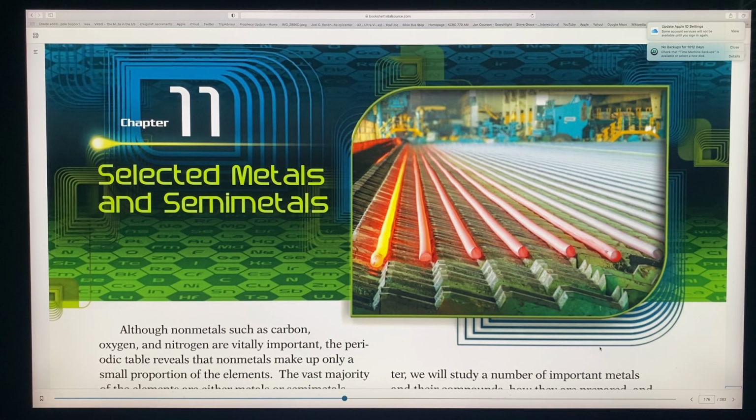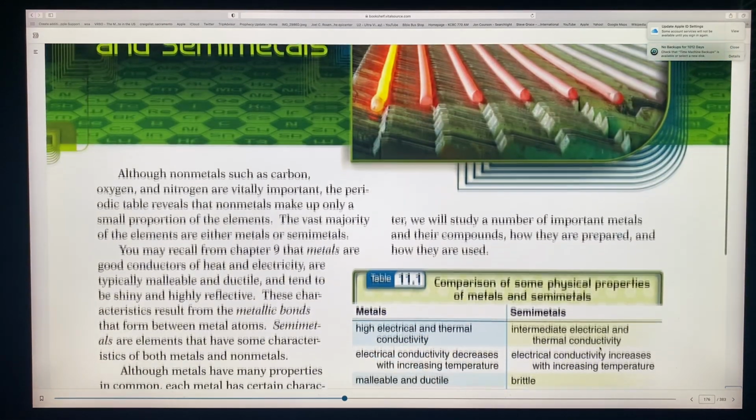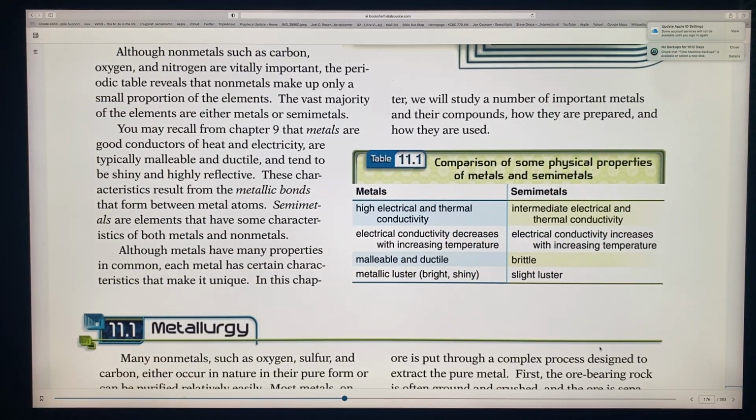So what about these metals? Why are they different? Well, let's look at table 11.1 here as a comparison of some physical properties of metals and semi-metals. Metals are high electrical and heat conductors. Their electrical conductivity decreases with increasing temperature. They're malleable, that means you can shape them into anything, and ductile, they can go through ducts like wires, and they usually have a metallic luster. They're bright and shining.